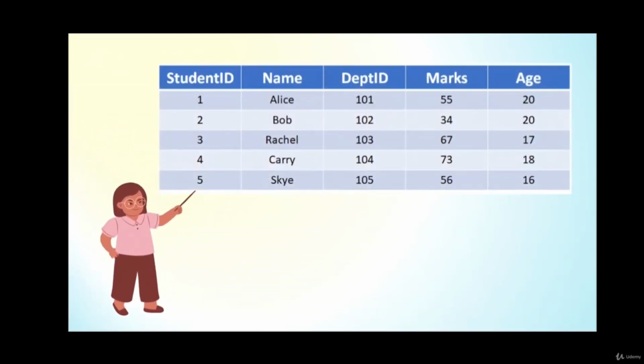So next operators are comparison operators, and this is the table which we will use as an example for studying those operators. So let's see what a comparison operator is. Comparison operators are used in the where clause to determine which records to select. There are different types of comparison operators.